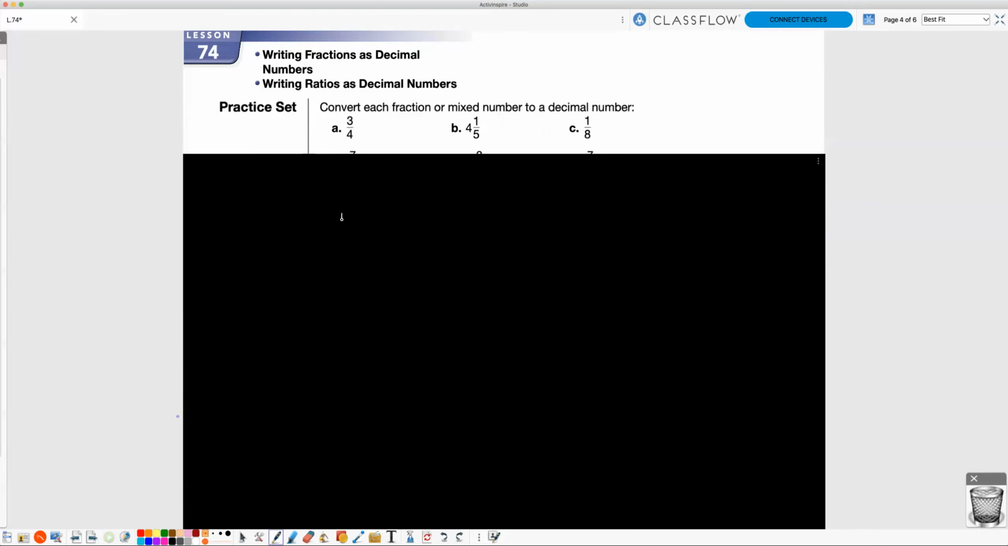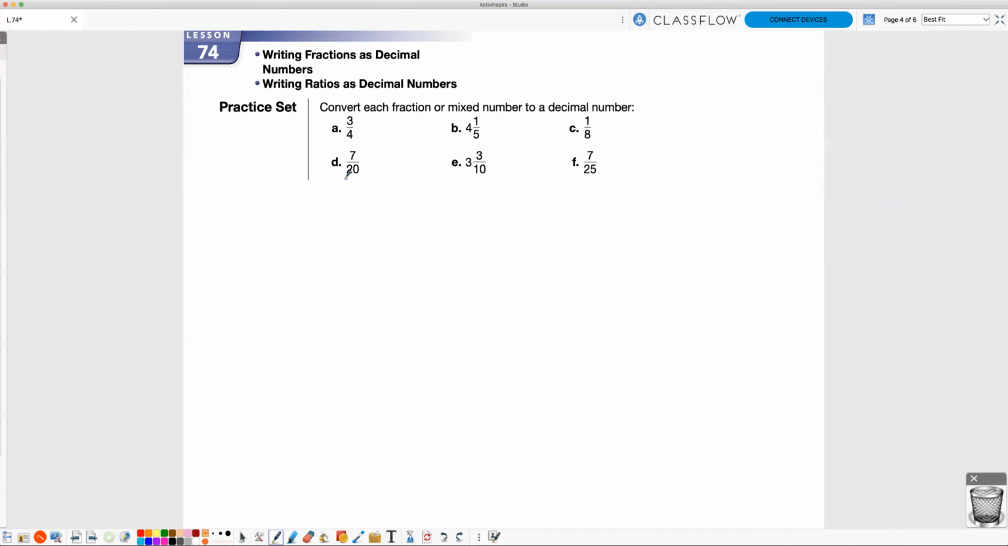All right, so let's look at the practice set here. Letter A, convert each fraction or mixed number to a decimal number, so 3/4 as a decimal number. That is the same as 3 divided by 4. I'm going to add a couple zeros for posterity there, and then I just need to throw the decimal straight up there. So now 3 divided by 4 would be 0.